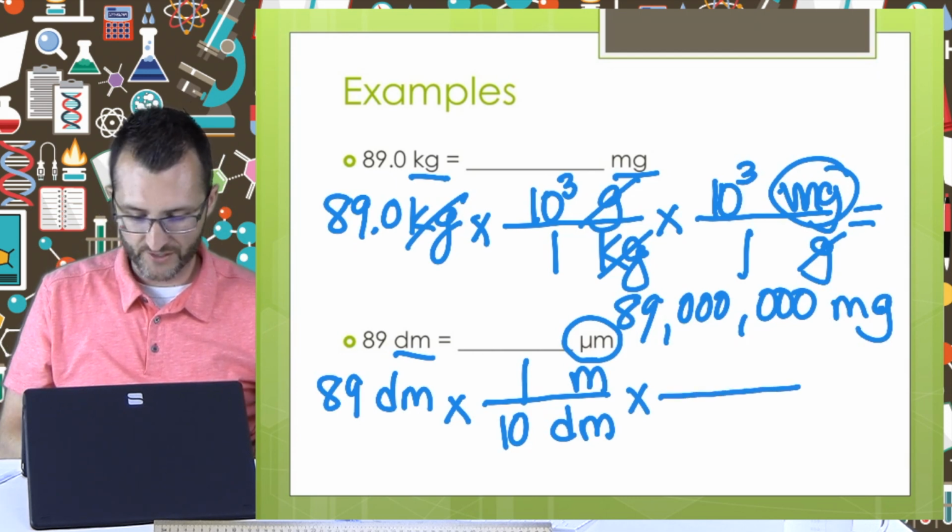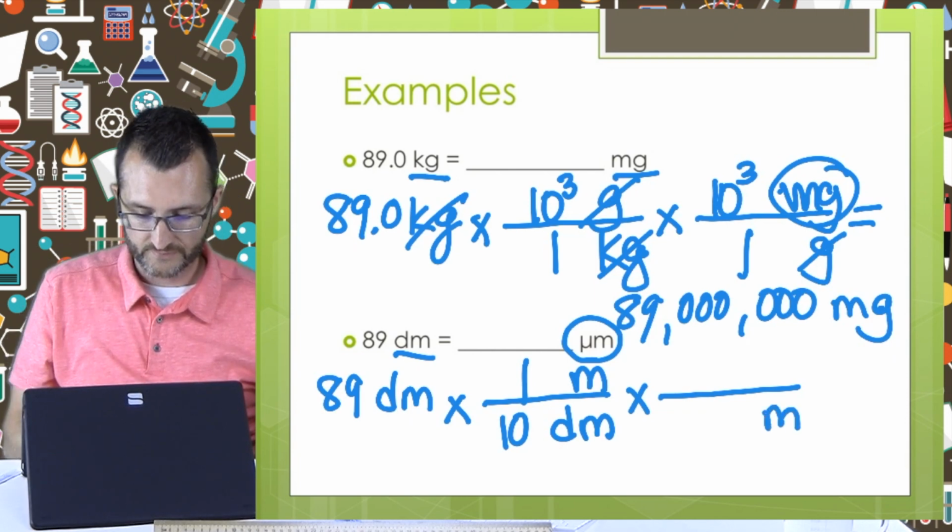All right, let's get back to converting here. Good, so we want to put our base unit on bottom. And we want to put our desired unit on top.